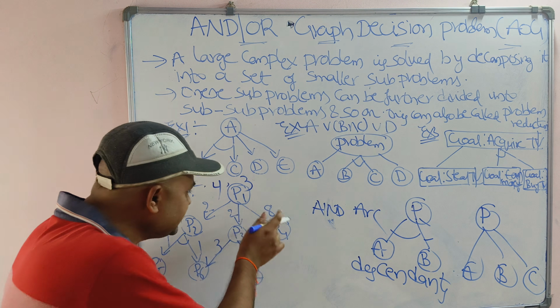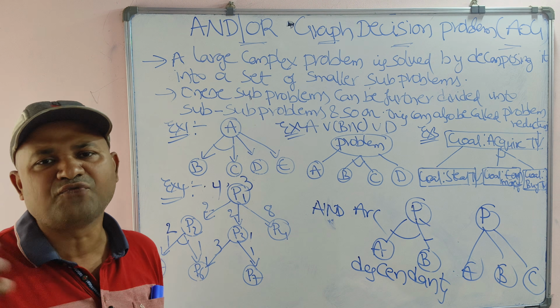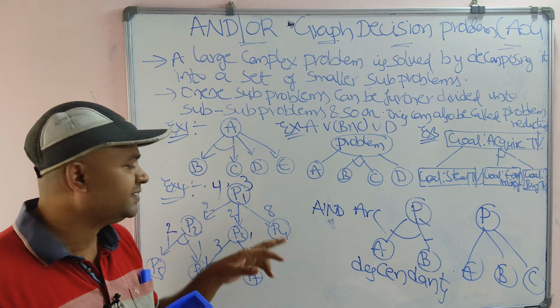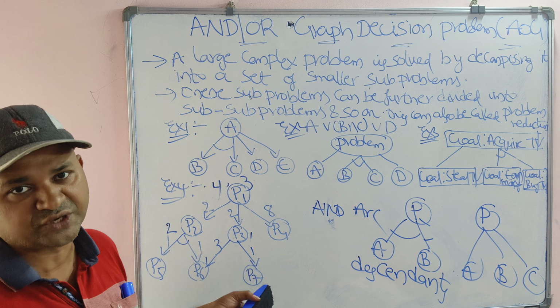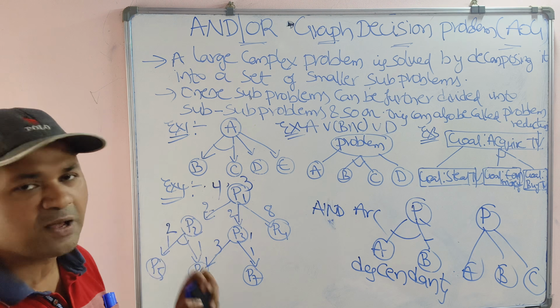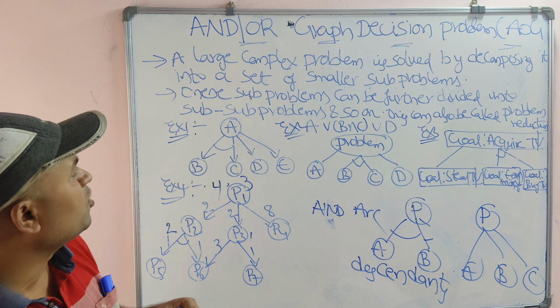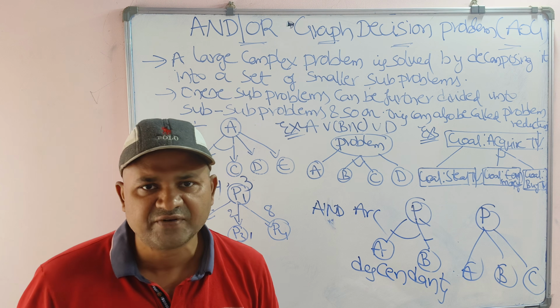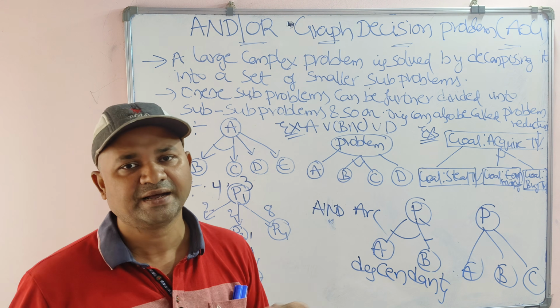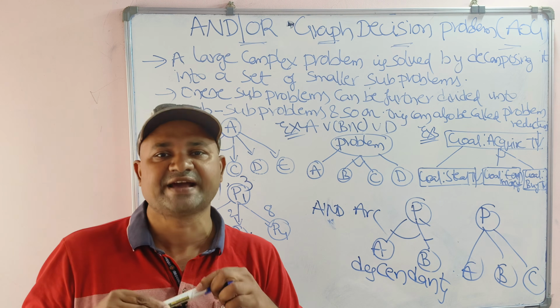Whereas in this path, the cost is 8. So out of 4, 3, 8, which is the minimum number? 3 is the minimum number. So 3 is the best, optimal solution for solving the problem P1. So this is about the AND-OR graph decision problem in design and analysis of algorithms.